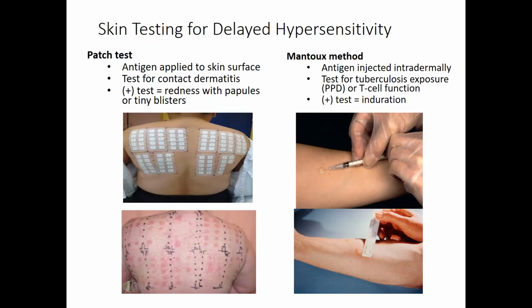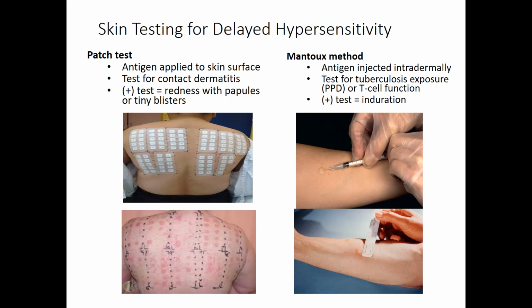So those are the ideas of how we develop a type 4 hypersensitivity reaction, that delayed hypersensitivity reaction, but how are we going to test for it? There are a couple of different methods that are used. The patch test that we see here is the gold standard for testing for contact dermatitis. Just what you would imagine.